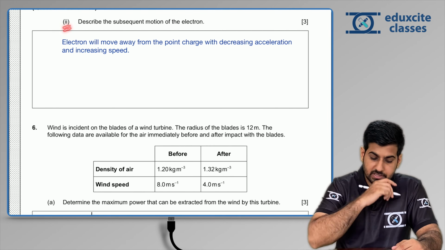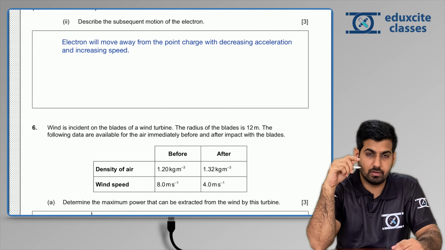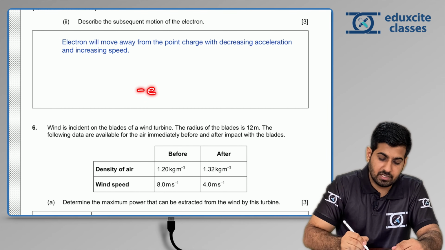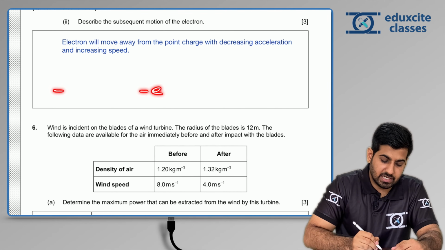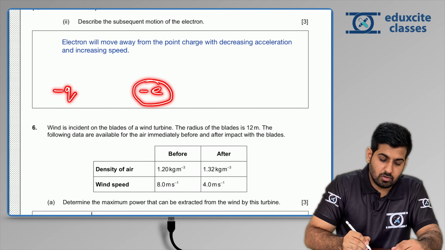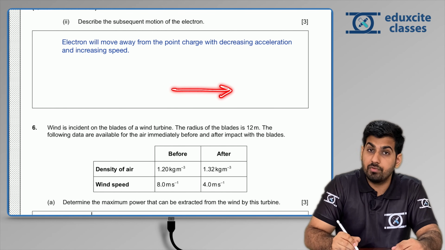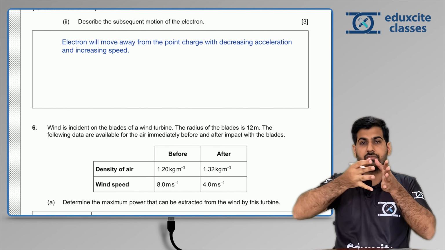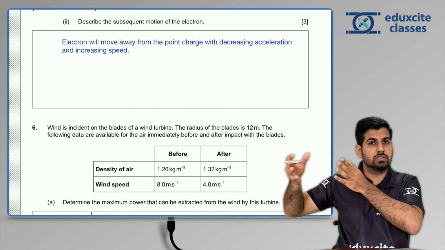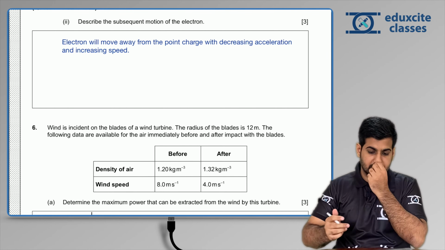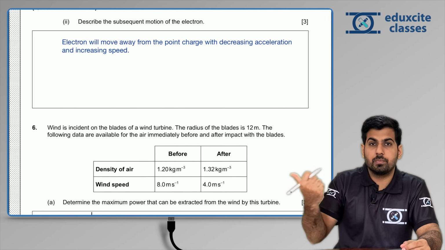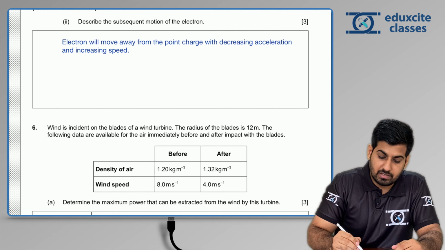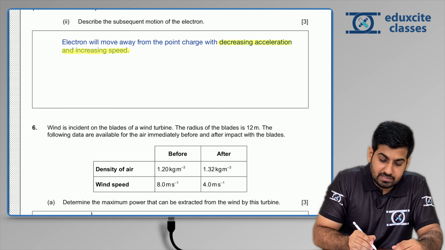Now the second part, describe the subsequent motion of the electron. Look, how will the electron move? This is a negative charged particle, the electron, and this is a negative charge Q. So there will be a repulsion, and the electron will move away from the point charge. As it moves away, the field becomes weaker, so the force will also decrease, resulting in a decrease in acceleration. So the electron will move away from the point charge with decreasing acceleration, but speed will increase. This is very important: decreasing acceleration and increasing speed.